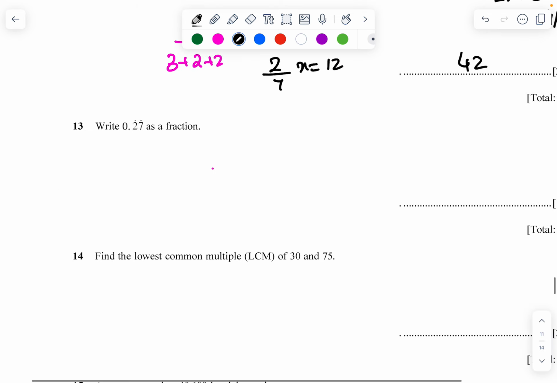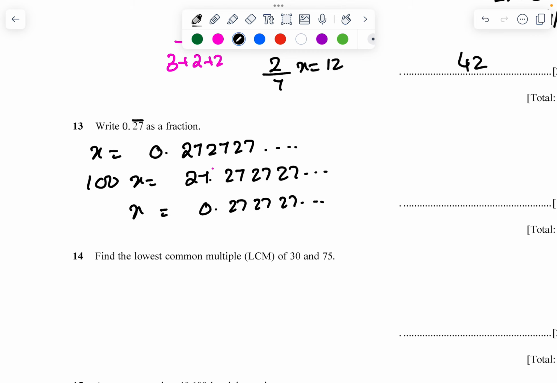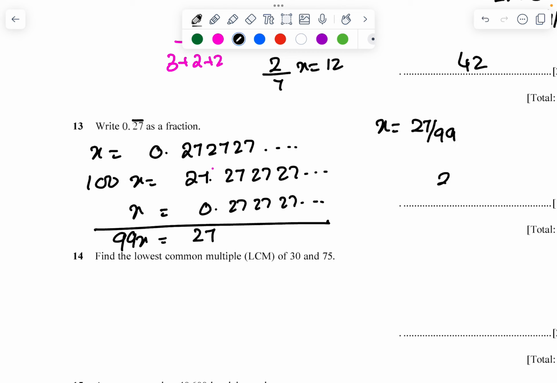Next is write 0.27 recurring as a fraction. So x equals 0.272727 and so on. So 100x equals 27.272727 and so on. Subtracting, it becomes 99x equals 27. So x equals 27 upon 99. That is the answer.